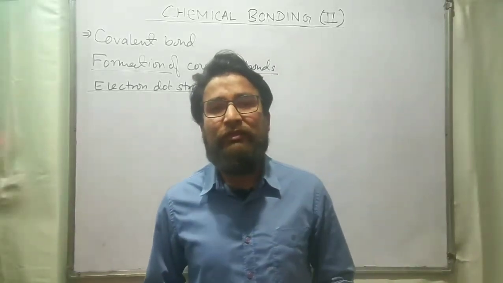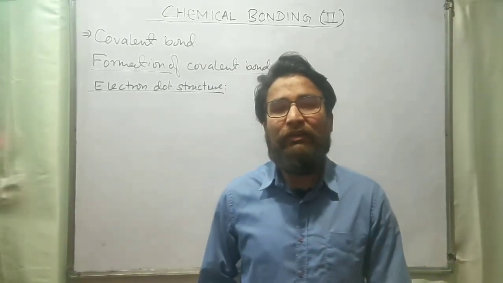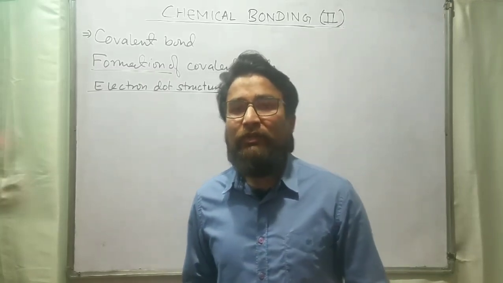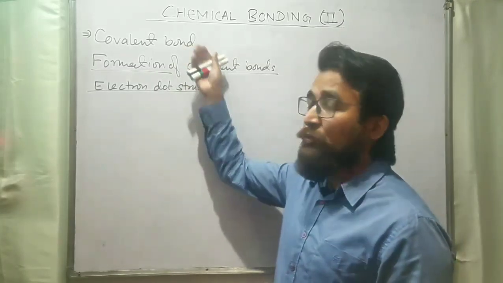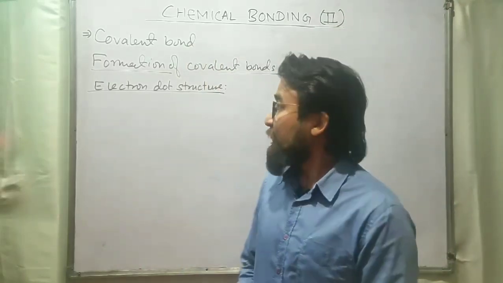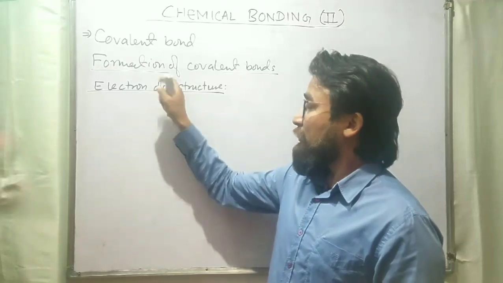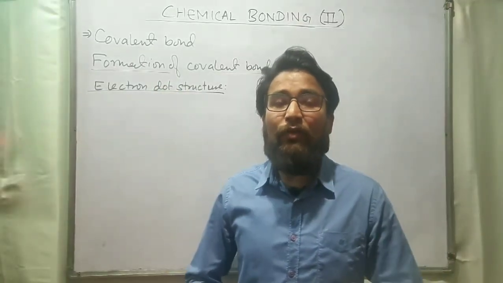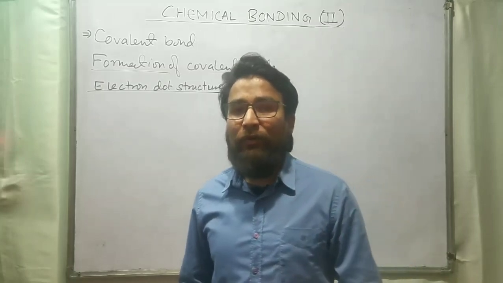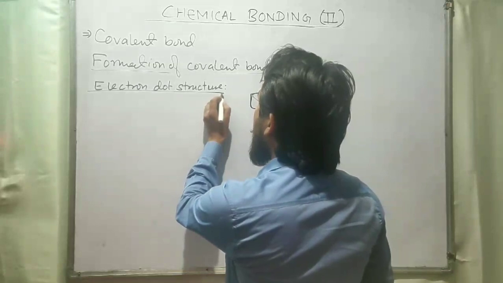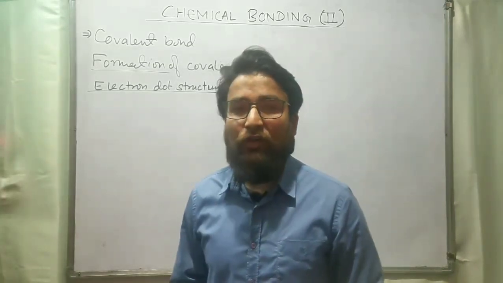Hello everyone, this is the second lecture of chemical bonding, and in this lecture we will discuss covalent bond and formation of covalent bond. As you know, the covalent bond is the bond which is formed by sharing of electrons. So we will learn how the covalent bond is formed and how we express the formation of covalent bond. The formation of covalent bond is expressed with the help of electron dot structure.